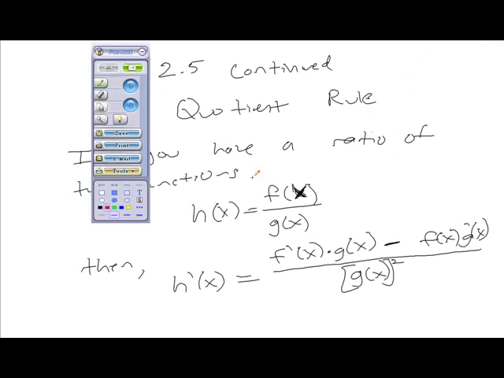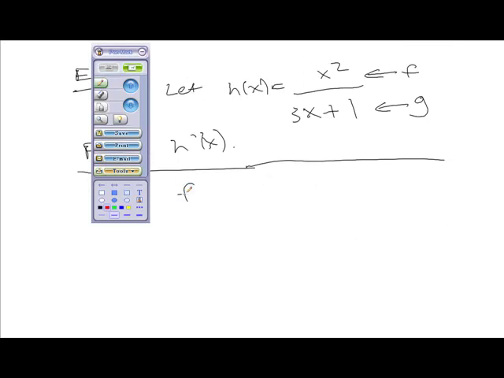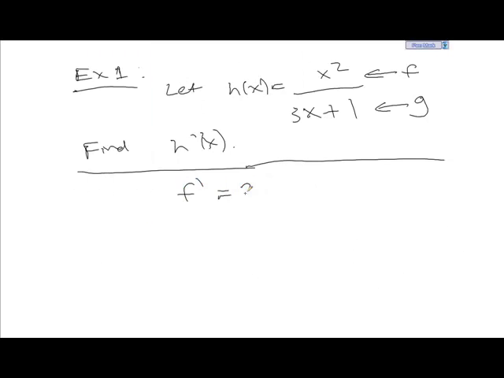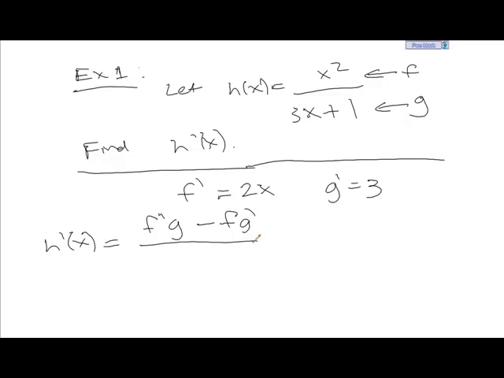Now I know according to the formula, I'm going to need f prime and g prime. So I'm going to find those first before I go plugging anything in. f prime is equal to 2x. That's the derivative of x squared. g prime is the derivative of 3x plus 1, which is just 3. So now according to my derivative formula, h prime of x will be f prime g minus f g prime over g squared. That's also the advantage here. Not many parentheses or brackets when you write it this way.